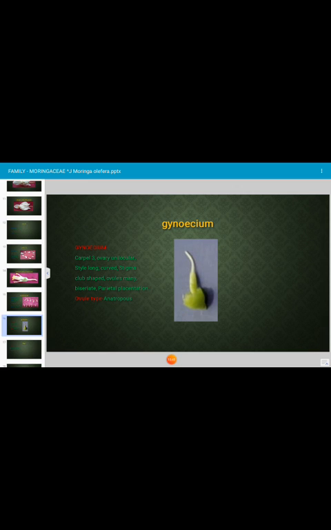And what type of ovule occurs in Moringa oleifera? Anatropous type of ovule occurs. What is an anatropous ovule? It is a completely inverted ovule which is turned back at a 180-degree angle on its stalk, the ovule stalk. Such an ovule is described as an anatropous ovule. Okay. Next slide.